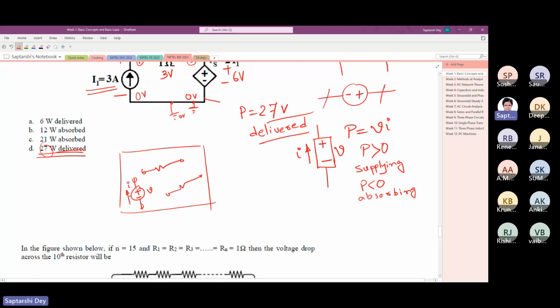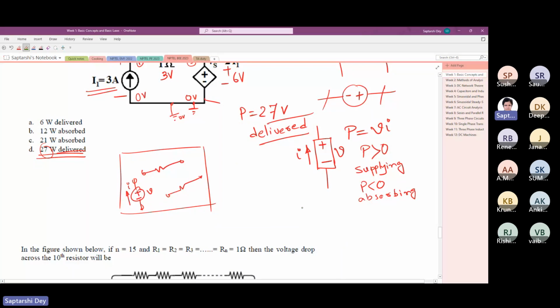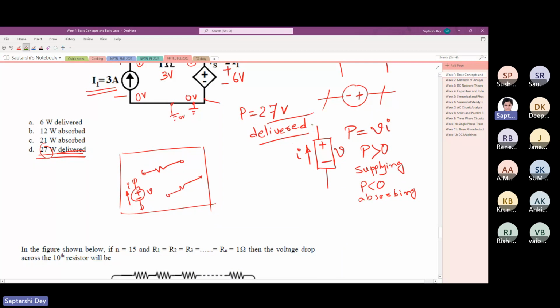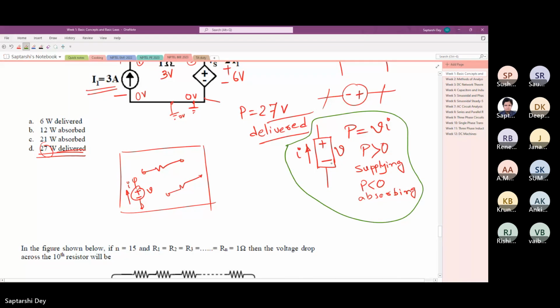So only if you draw like this, with plus minus and current leaving the positive terminal, then only you can say that if P equals VI is positive, then it was supplying. If it is negative, it was absorbing.